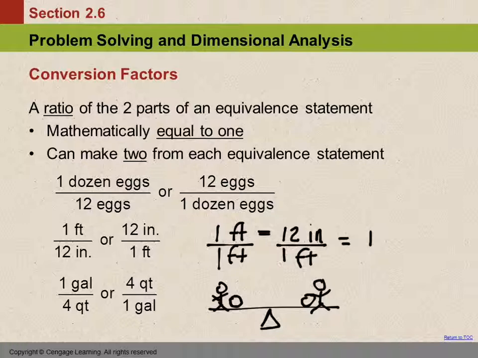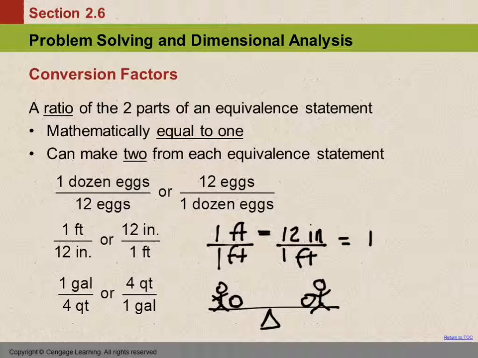So any of those equivalent statements, we can write, you just pick one and put it on top and the other on the bottom, or turn it upside down. You can turn it upside down because it's equal to 1, and what's 1 over 1? 1. It's still 1. So we can flip them upside down. Invert them is the fancier name.